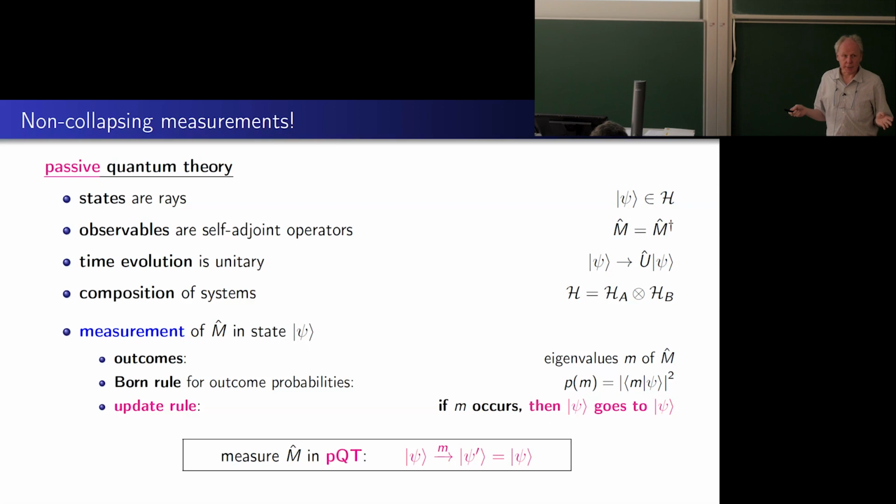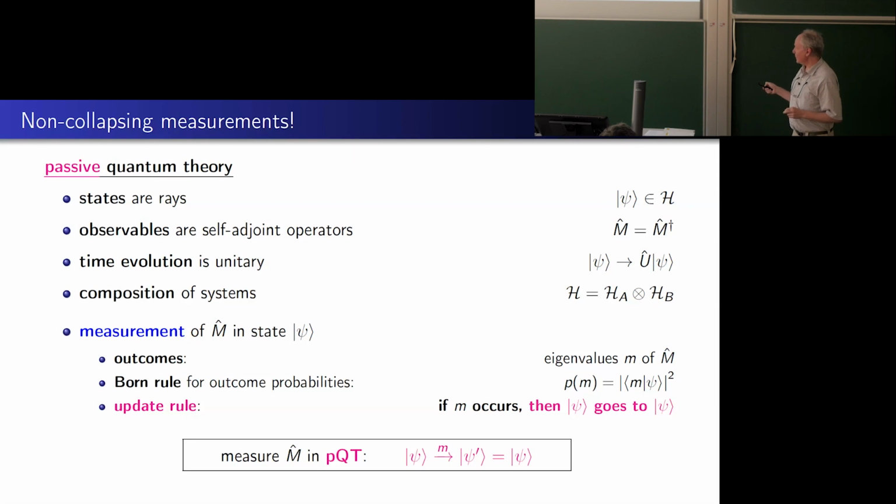I get a new theory, which I call passive theory because the measurements are passive. They don't impact on the state. There's no collapse. This is a non-collapsing measurement. But I retain these two interesting features from quantum mechanics, namely this probabilistic random aspect and the selection of specific possible values as outcomes. And so my measurement in PQT, passive quantum theory, is like this.